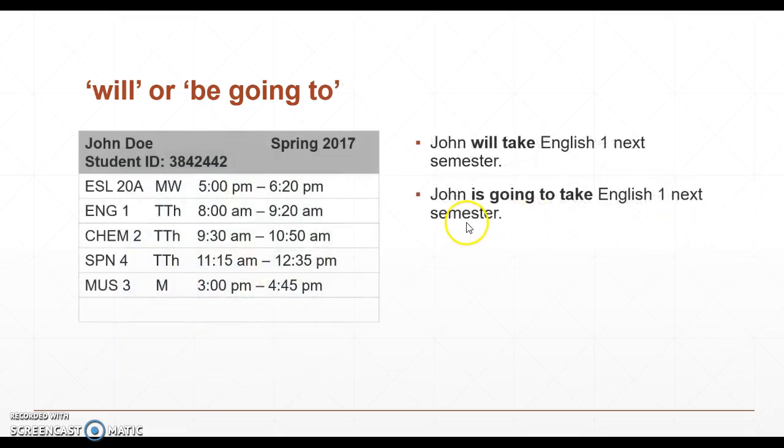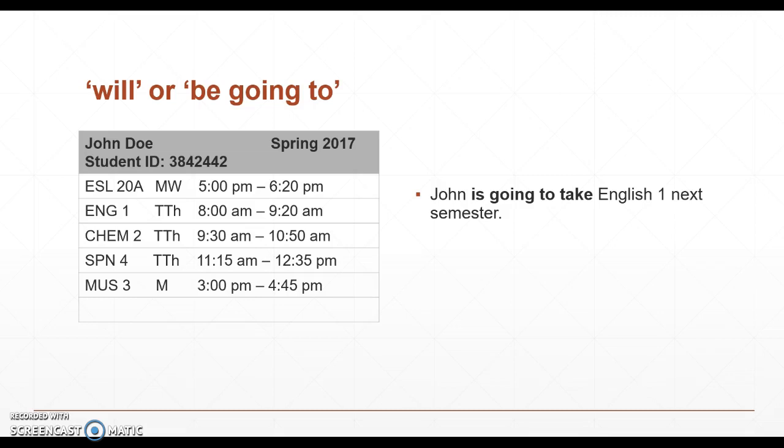Let's take a look at this last example. We want to decide if it's will or be going to. We have this sample student schedule for a future semester, spring 2017. That's next semester. We want to decide which sentence is a better description in this case. We have John will take English 1 next semester, or John is going to take English 1 next semester. So the correct answer is John is going to take English 1 next semester.